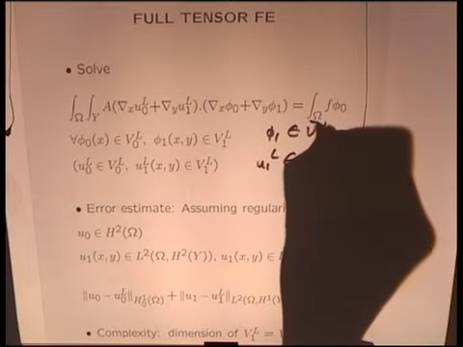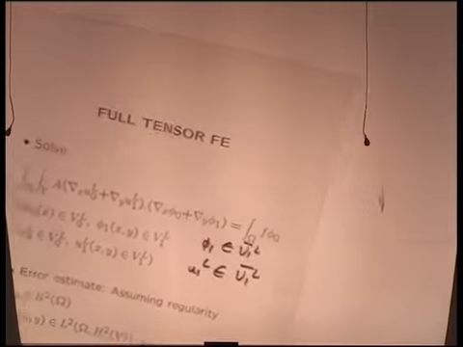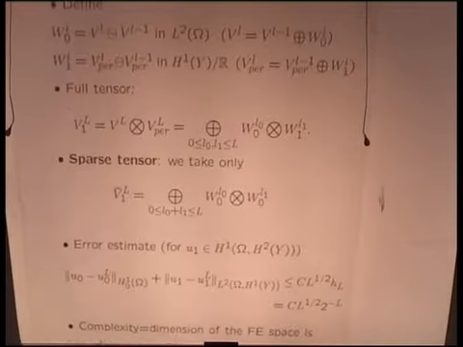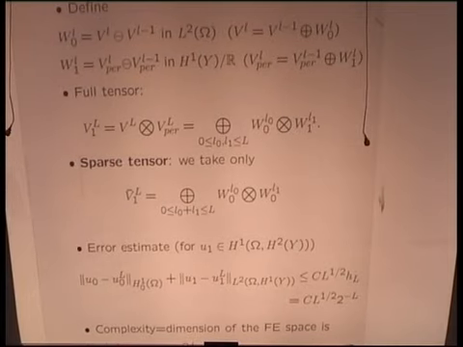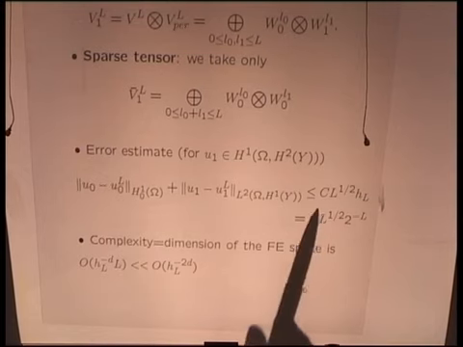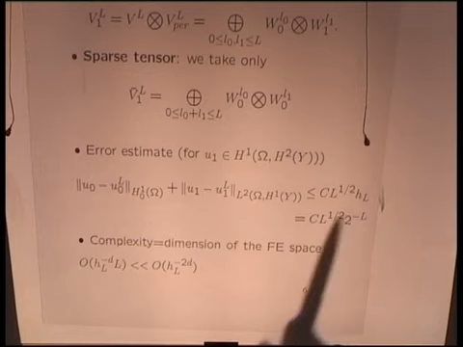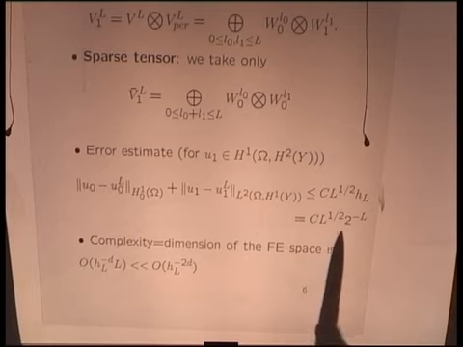But here we want to find U1L inside V1L bar, such that this holds for all phi 1 inside V1L bar. And if we assume some regularity for U0 and U1, we can also find a rate of convergence. And the rate of convergence now is C times L to the 1/2 times the mesh size. And it is something like C times L to the 1/2 times 2 to the minus L.